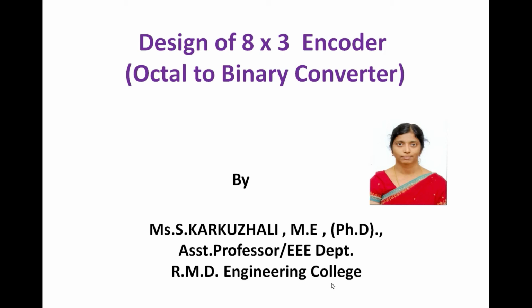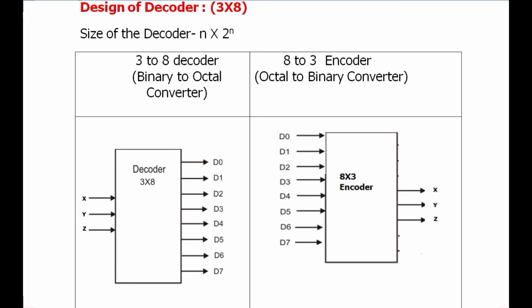Very good evening, students. Today we are going to discuss the design of the 8x3 encoder, or octal to binary converter. In the last video we discussed the design of the 3x8 decoder, which is called a binary to octal converter. This is the block diagram for that one, which has 3 inputs and 8 outputs. Now, an encoder is always just the opposite of a decoder. The encoder is available at the sender end and the decoder at the receiving end.